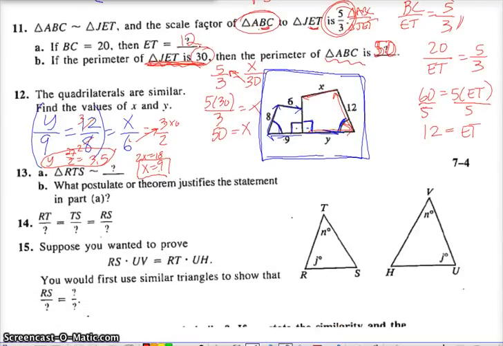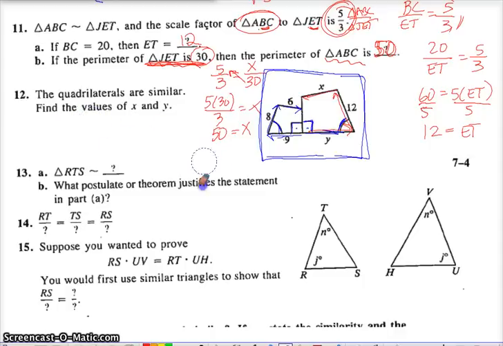Alright, let's look at the next one. I'm going to erase this stuff right here to make some more room for number 13. Okay, it says 13a, triangle RTS is similar to what? What postulate or theorem justifies the statement in part A?